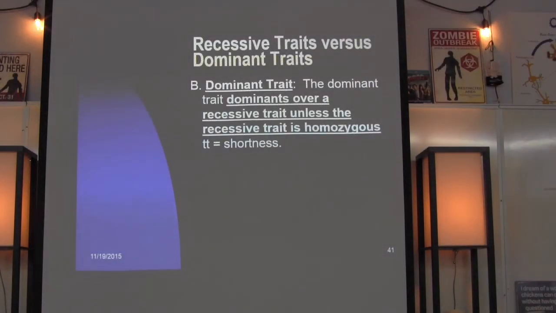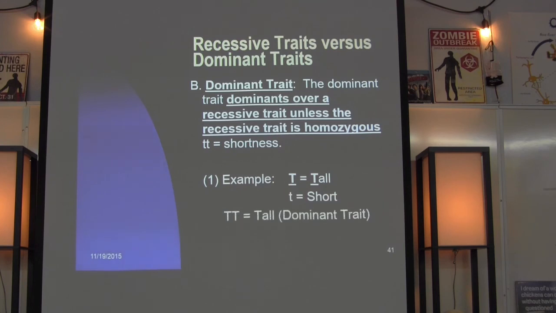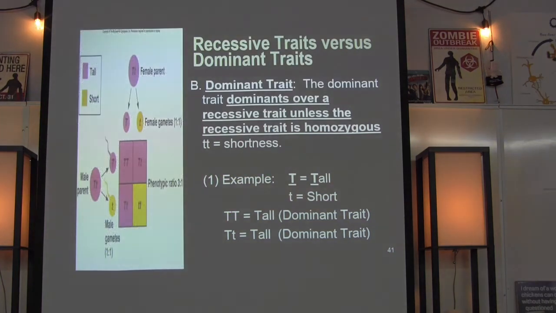So a dominant trait basically dominates over the other traits, unless it's homozygous recessive. The dominant trait dominates over recessive traits unless the recessive trait is homozygous, two small t's. Same example again, using height. It's always going to be dominant when it's capitalized. So if you have two big T's, it's going to be tall. Big T, little t, still going to be tall. The only time it's going to be short is when you have a homozygous recessive right there. So dominant, dominant, dominant, recessive.